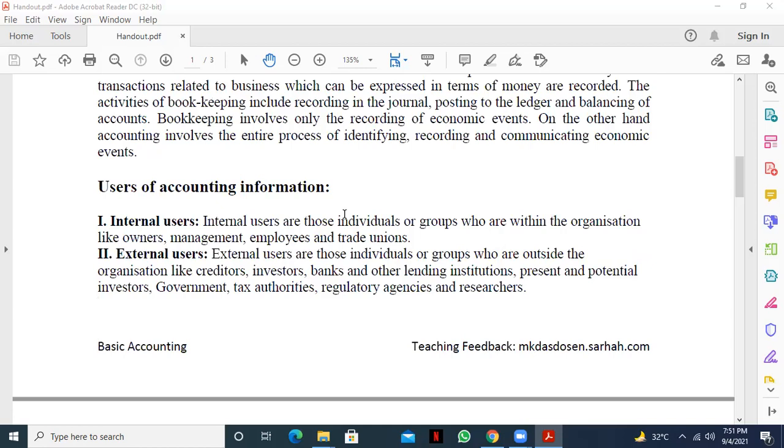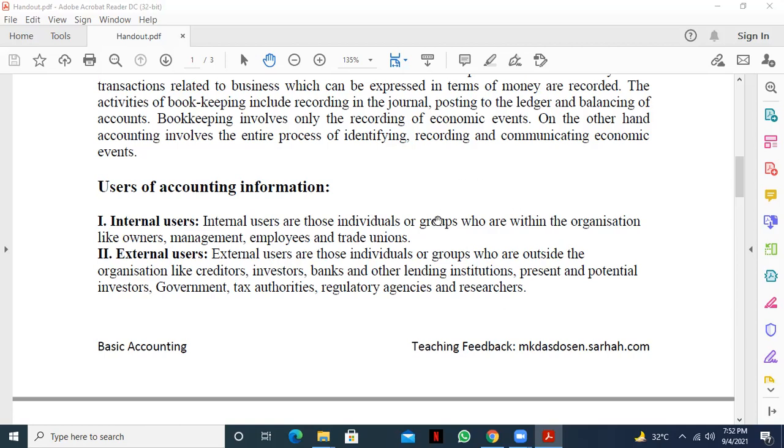So, users of accounting information. Internal users are those individuals or groups who are within the organization: owners, management, employees, and trade unions. Internal users means those who are within the organization and are involved with the company. So here are the examples: owner is an internal user, management is an internal user, employees and trade unions.